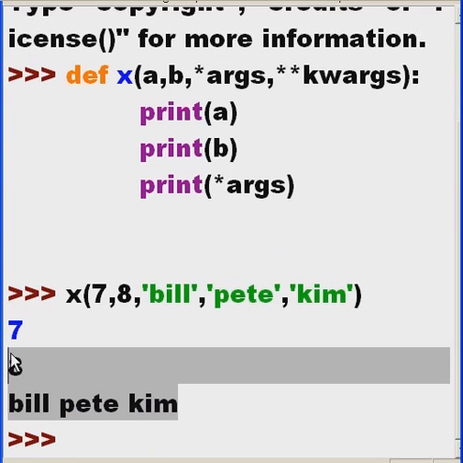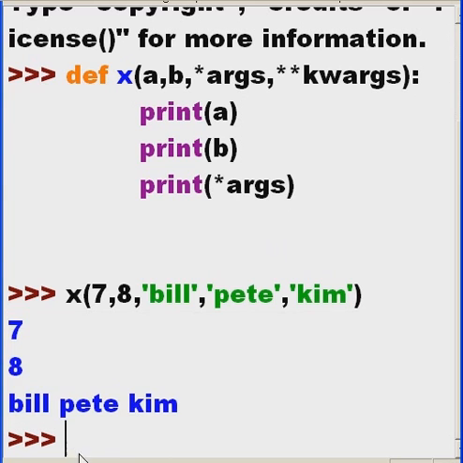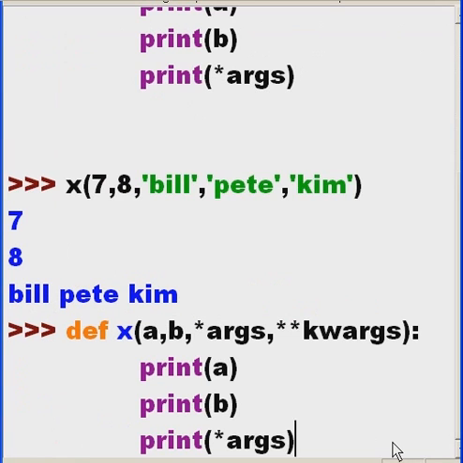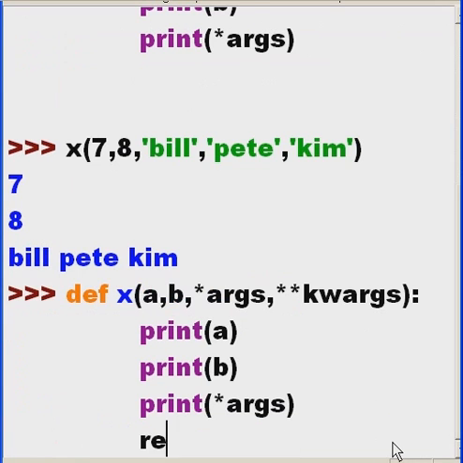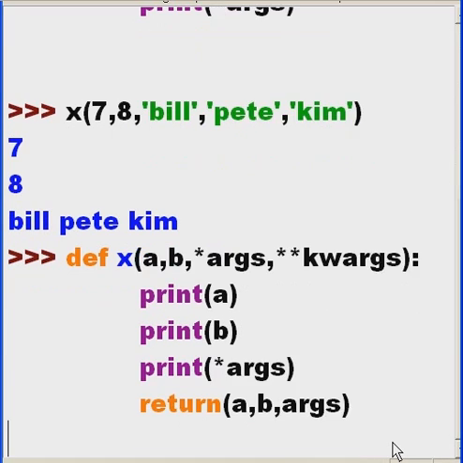Now, I obviously cannot access and manipulate this data without assigning it to something. And to assign it to something, I'm going to have to change my function a bit. So I'm going to change my x function, so it'll say return A, B, and args. I can't say *args, I have to say args.